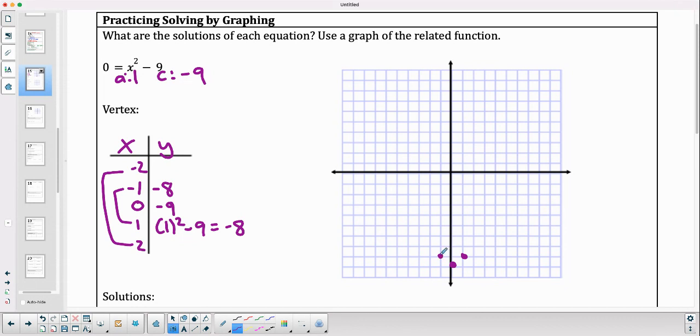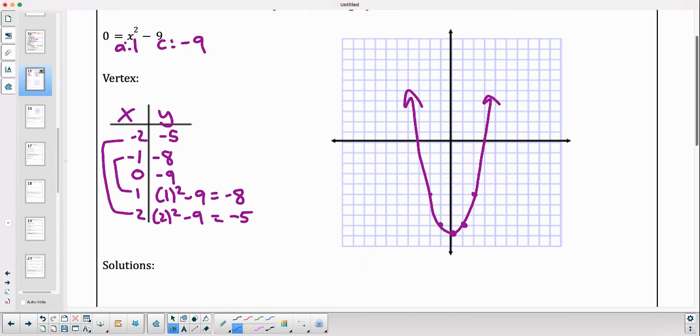Then plug in 2. So we got 2 squared minus 9. That's going to be 4 minus 9, so that's -5. So I need a dot at 2, -5, and -2, -5. Okay, so there's my graph, something like that. So this is a graph that has two solutions. That's what we have here.